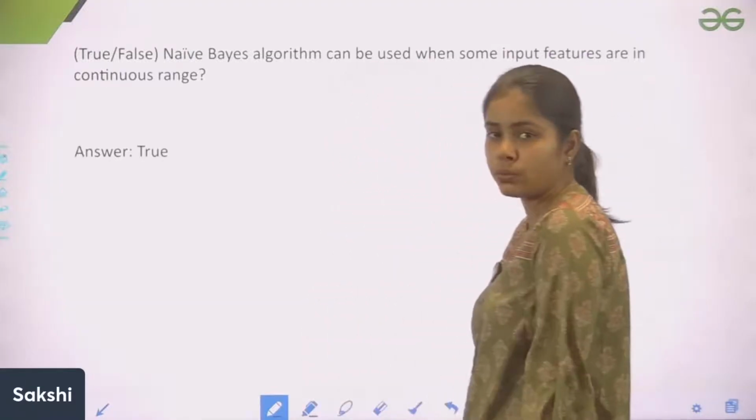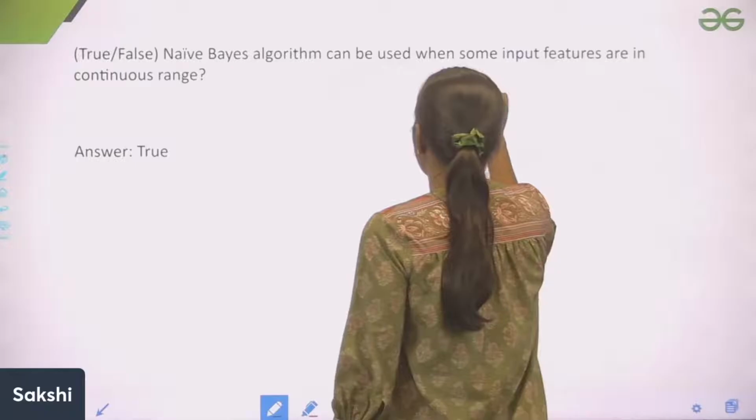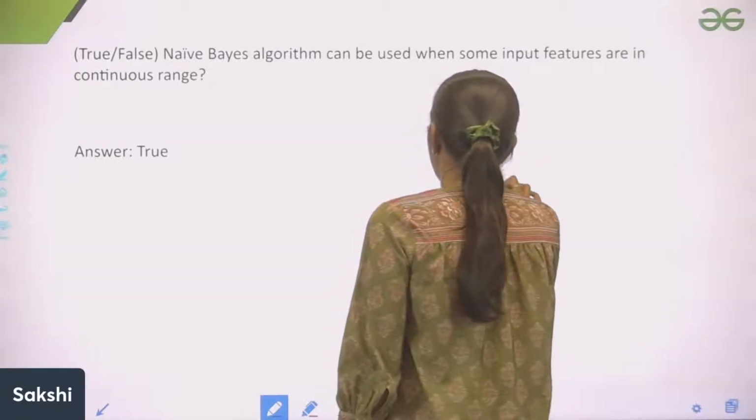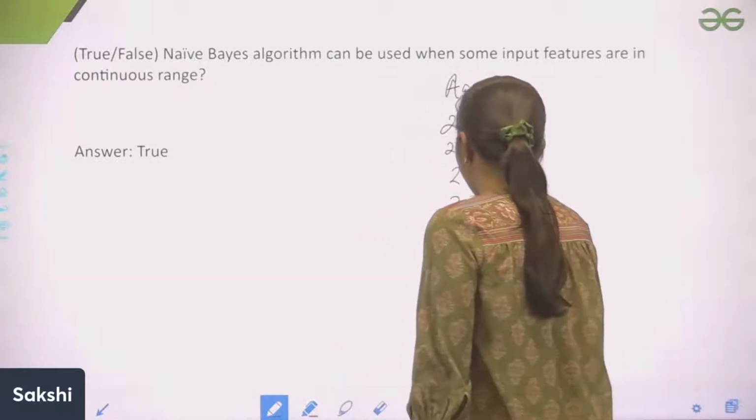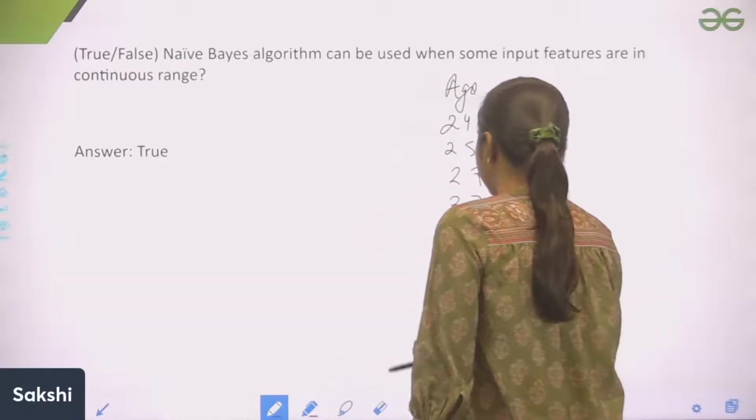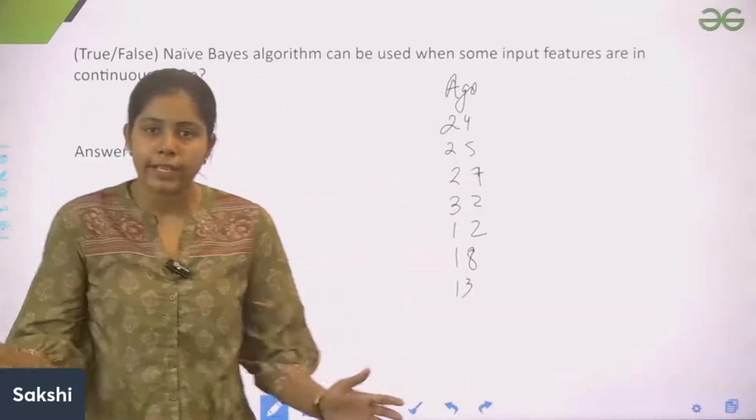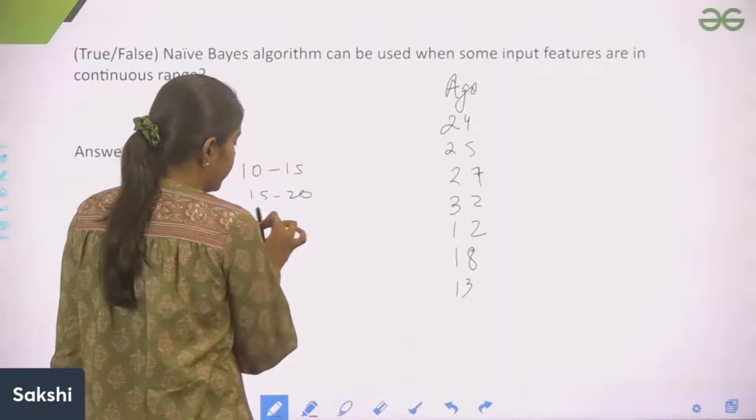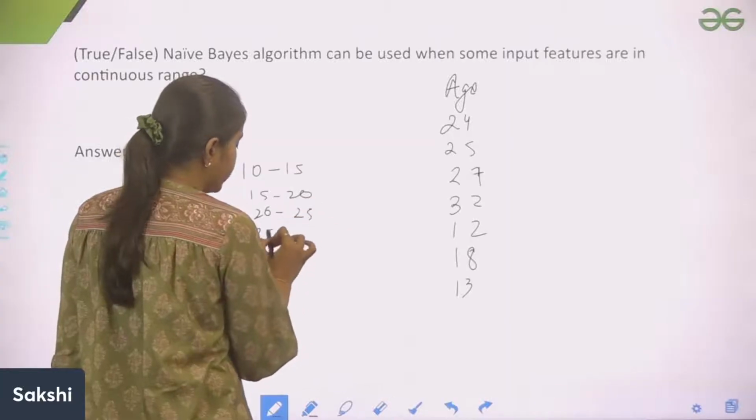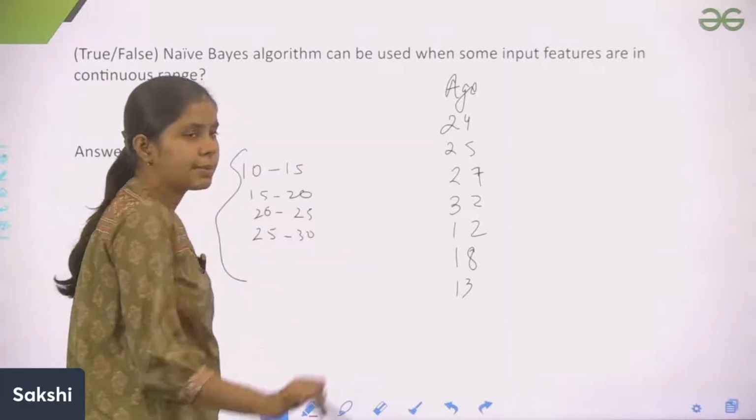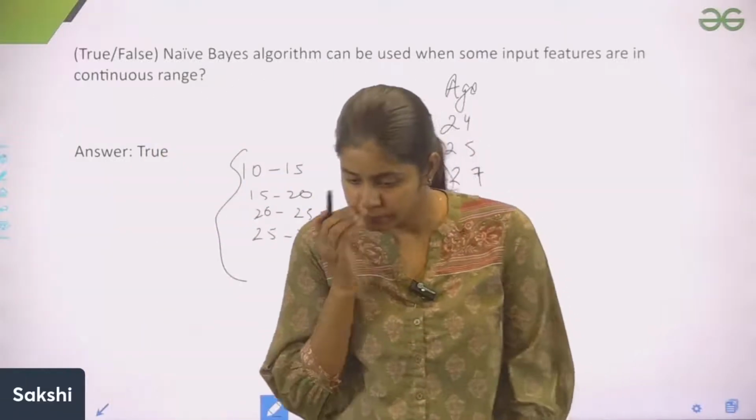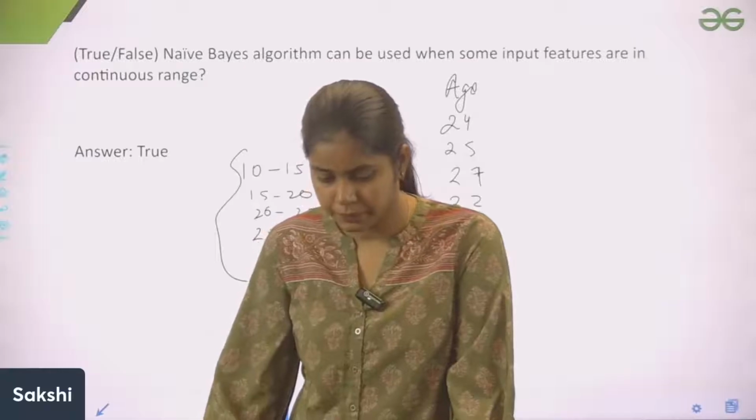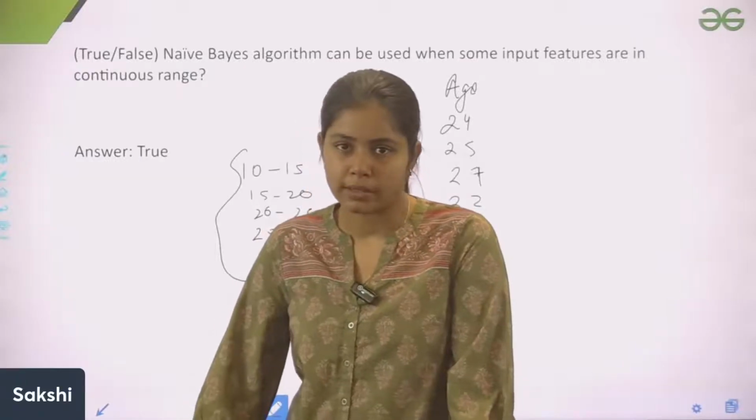So the answer is true. What would happen? Let's suppose you are given ages: 24, 25, 27 and 32 and 12, 18, 13. Now what do you do? Divide it like this: 10 to 15, 15 to 20, 20 to 25 and 25 to 30. So you have four categories. Now you can solve it.